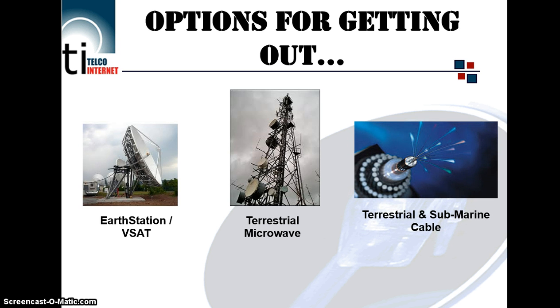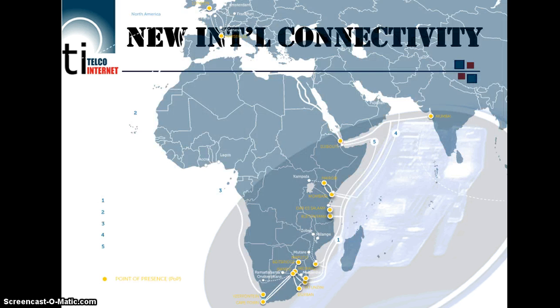The third option, which is a much newer option, is what's called terrestrial and submarine cable. Terrestrial means cable that runs along the ground, and submarine means cable that runs under the sea. And optic fiber is that terrestrial and submarine cable that's been introduced in recent years, by which I mean the last 20, 30 years, to provide that international connectivity. So there are three options for getting out: Earth Station or VSAT, terrestrial microwave, which are the dishes, which is wireless, and then terrestrial and submarine cable, which is under the ground or under the sea.